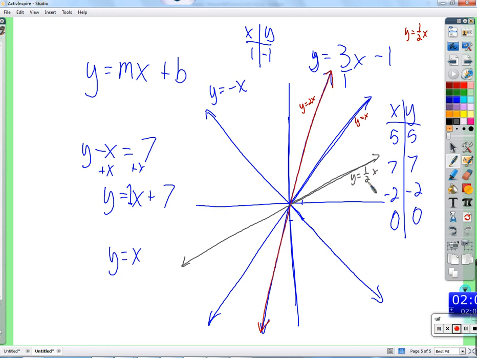This is all kind of approximate, but y equals 1/2 x could be in that graph. On the other side would be y equals negative 1/2 x, and then y equals negative 2x. Exactly. Y equals negative 2x. Y equals negative 1/2 x.